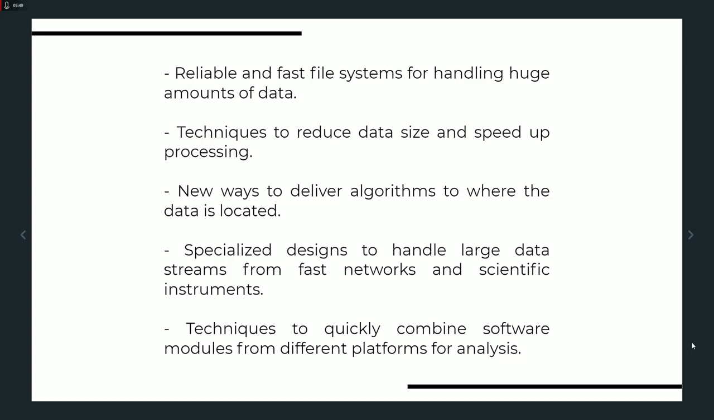New designs are to be made to handle large data streams from fast networks and scientific instruments. Techniques to quickly combine software modules from different platforms for analysis. Data is stored in many different platforms and it comes from many different platforms. So a technique should be made to combine these datasets from different platforms efficiently into one and be able to process this data efficiently and properly.